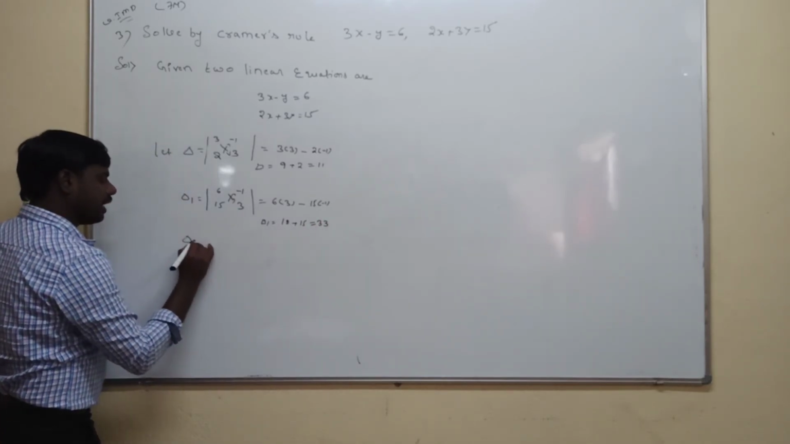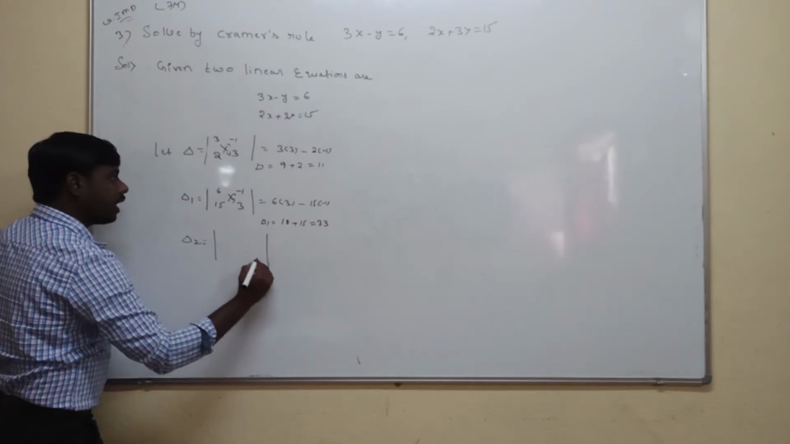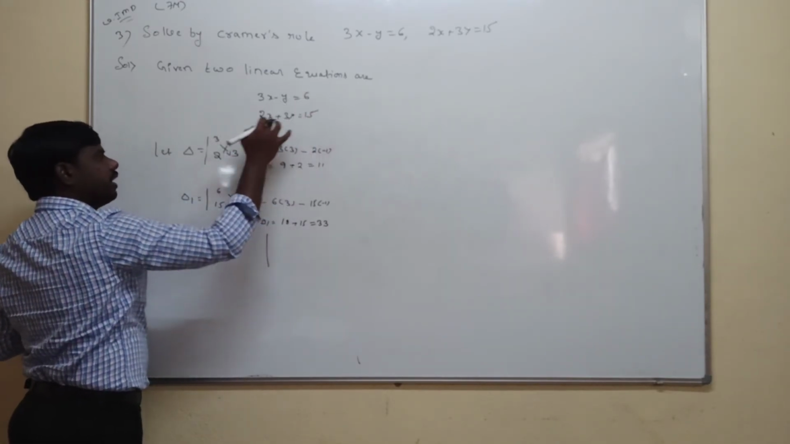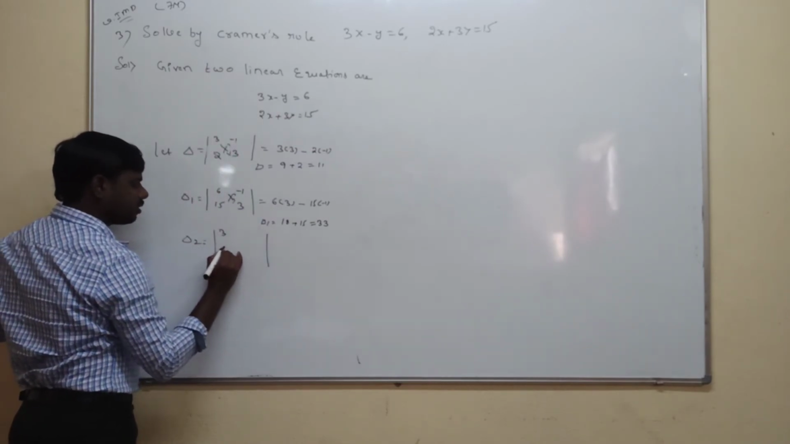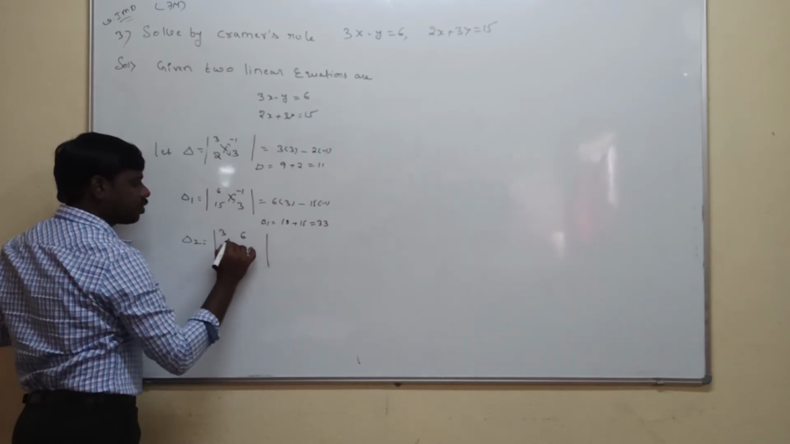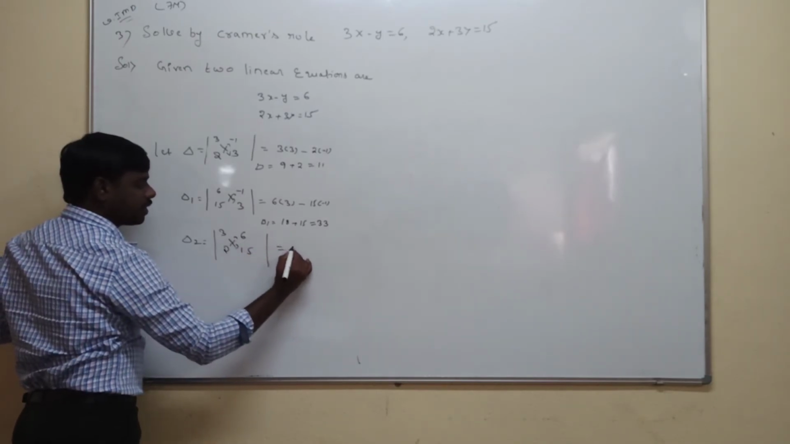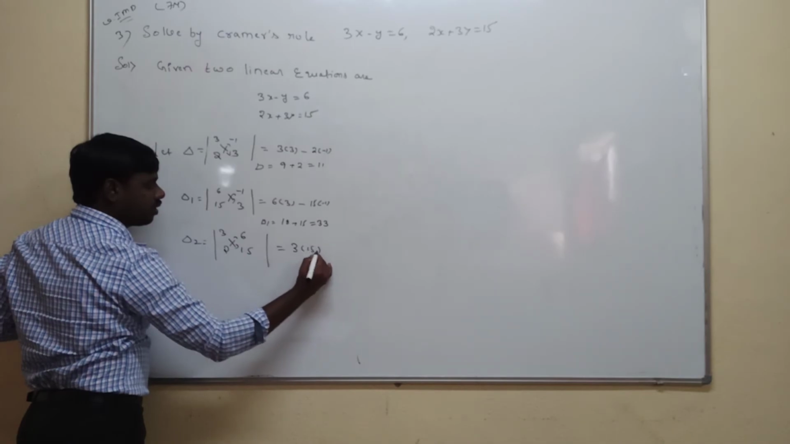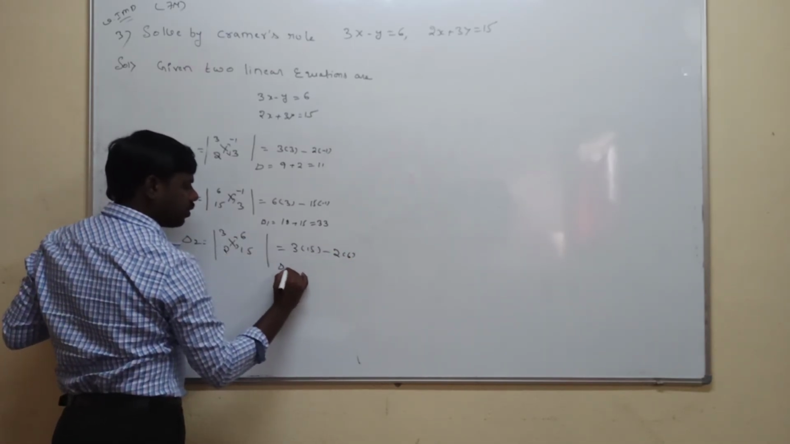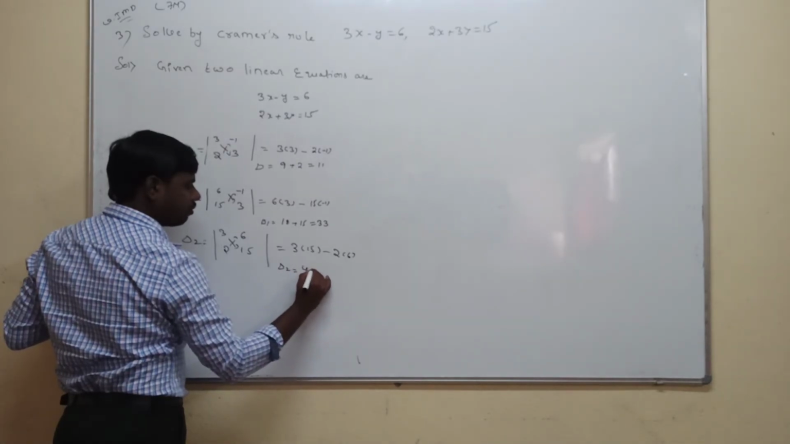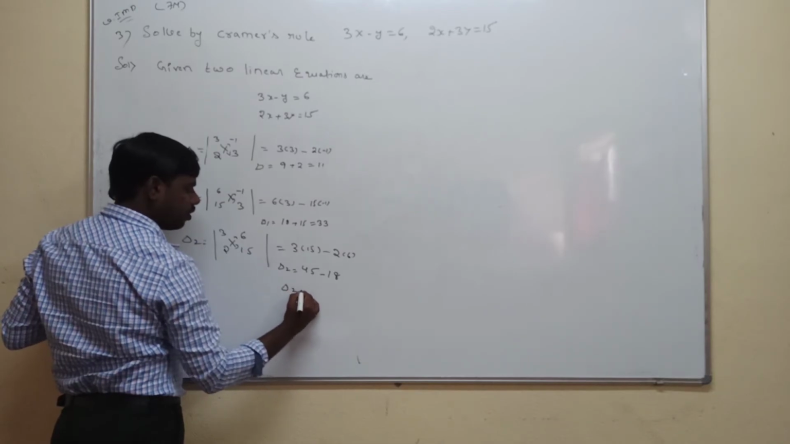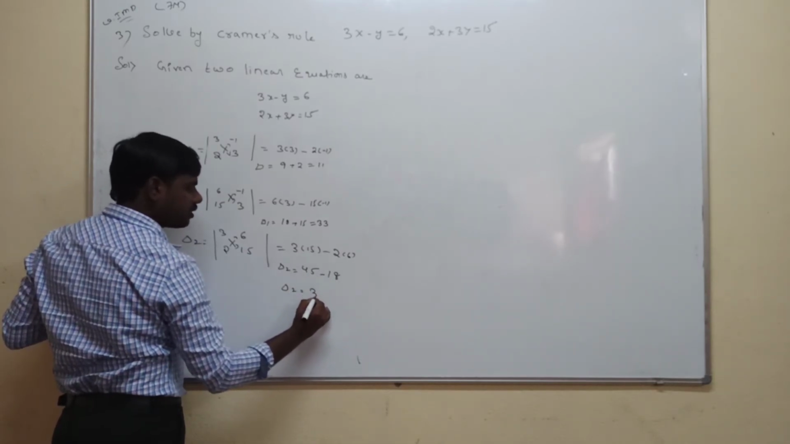Next we take delta 2. From delta, the second column is replaced by 6 and 15, and the first column stays as it is. Here also we apply the cross multiplication method: 3 into 15 minus 2 into 6. Delta 2 is equal to 3 fifteens are 45, minus 2 sixes are 12. So delta 2 is equal to 45 minus 12, which is 33.